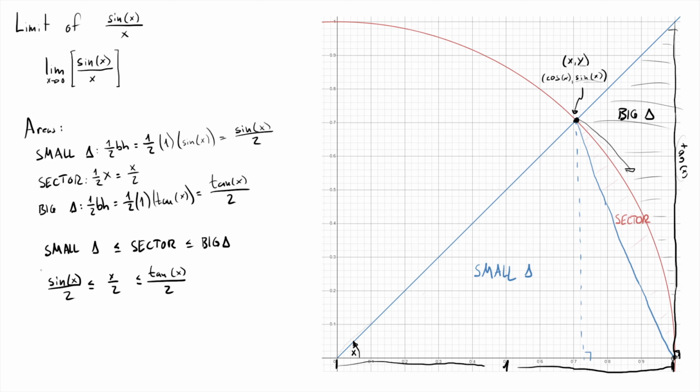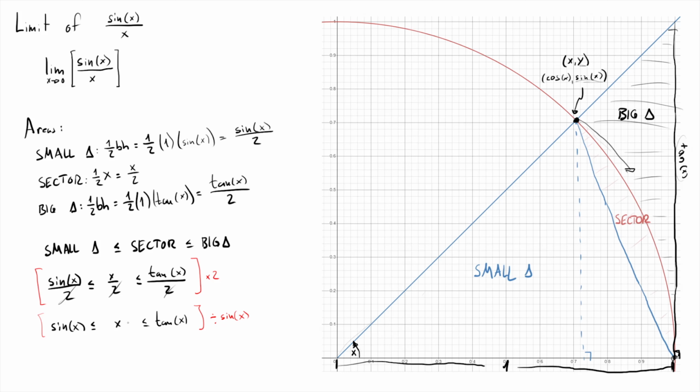So the first thing I'm going to do with this inequality is multiply it by 2. I'm going to multiply everything by 2. That's going to get rid of my denominator here, and I'm going to be left with sine x is less than or equal to x, which is less than or equal to tan x. And now I'm going to take this whole thing and divide it by sine of x.